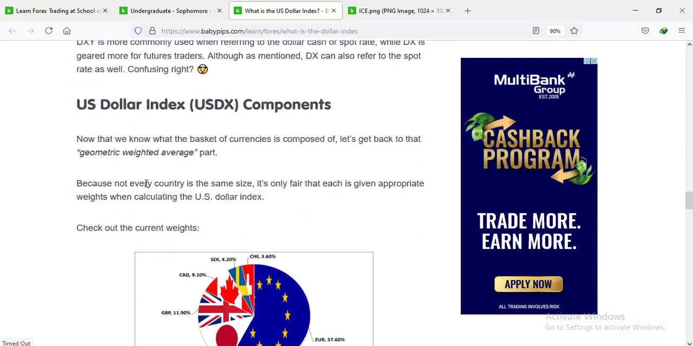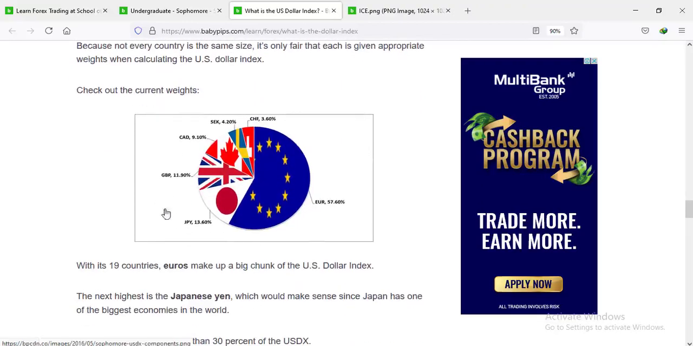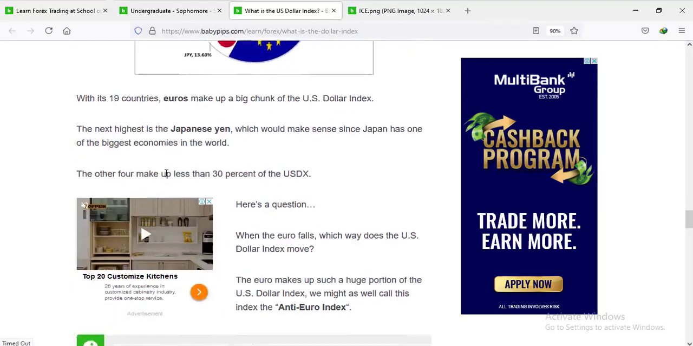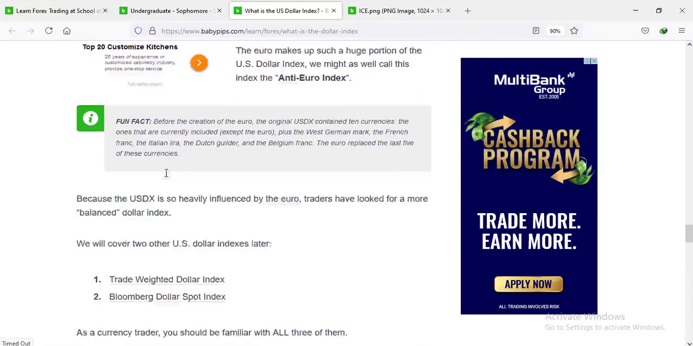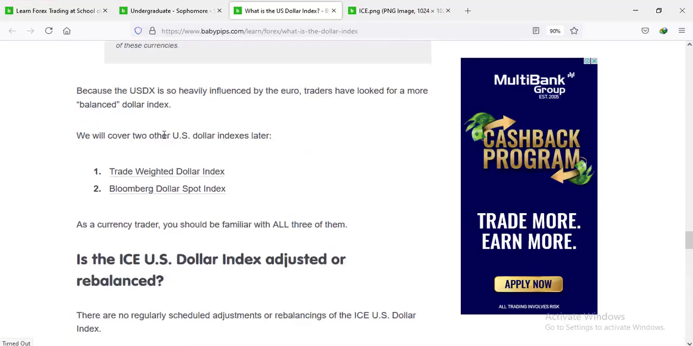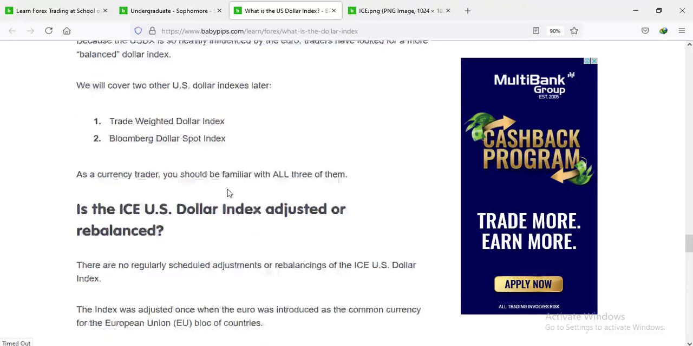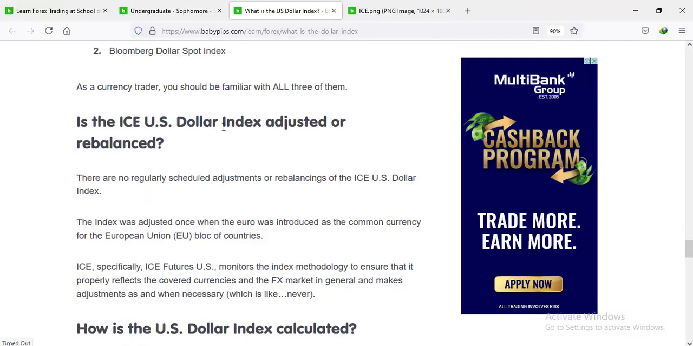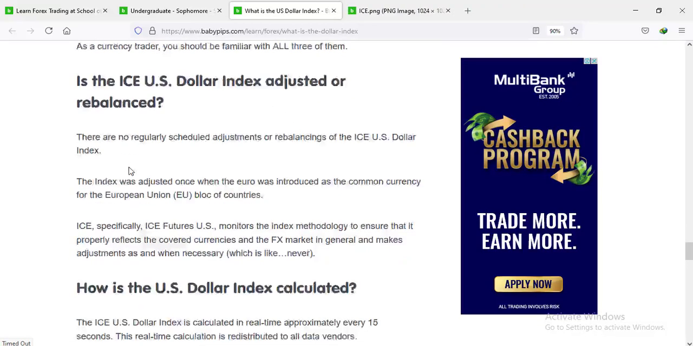Now the US dollar index components, what are the components? They are all we have just said. Okay, all these countries here, under the euro, they all make up the US dollar index components. Okay, so there are two ways the US dollar index can be traded. The first one is the trade weighted dollar index and the other is the Bloomberg dollar spot index. Okay, now is the ICE US dollar index adjusted or rebalanced?